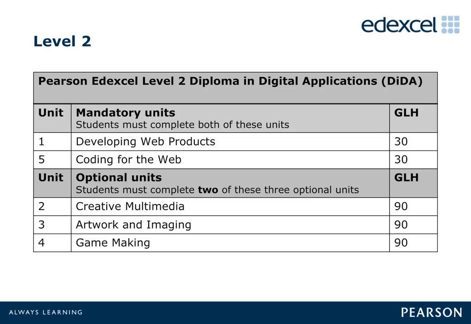Next Generation DiDa at Level 2 is taught over 240 guided learning hours and comprises 4 units. 2 externally assessed units with practical exams, worth 25% of the total assessment, and 2 internally assessed optional units, worth 75% of the total assessment. There are 3 optional units to choose from.